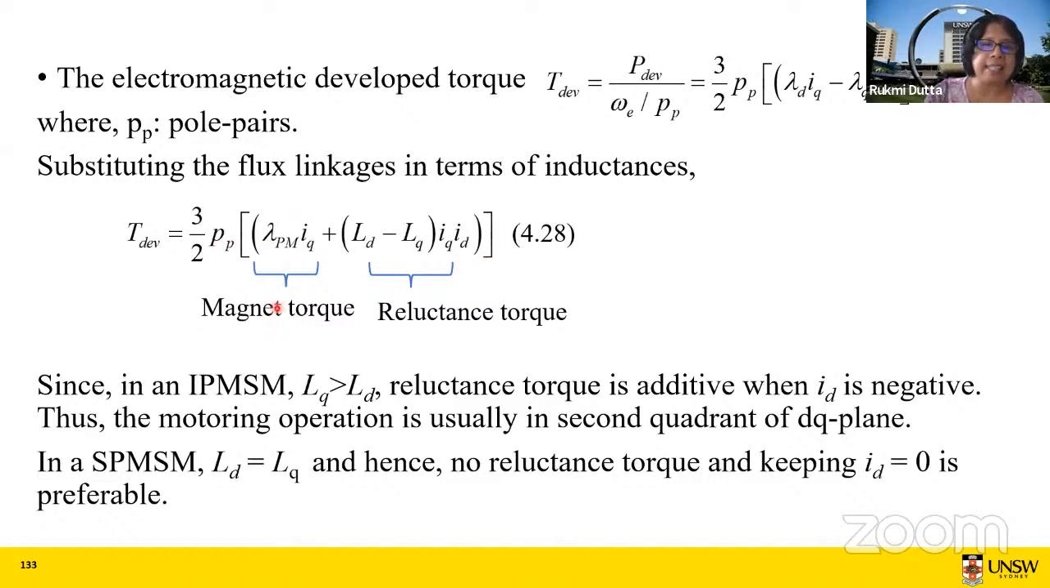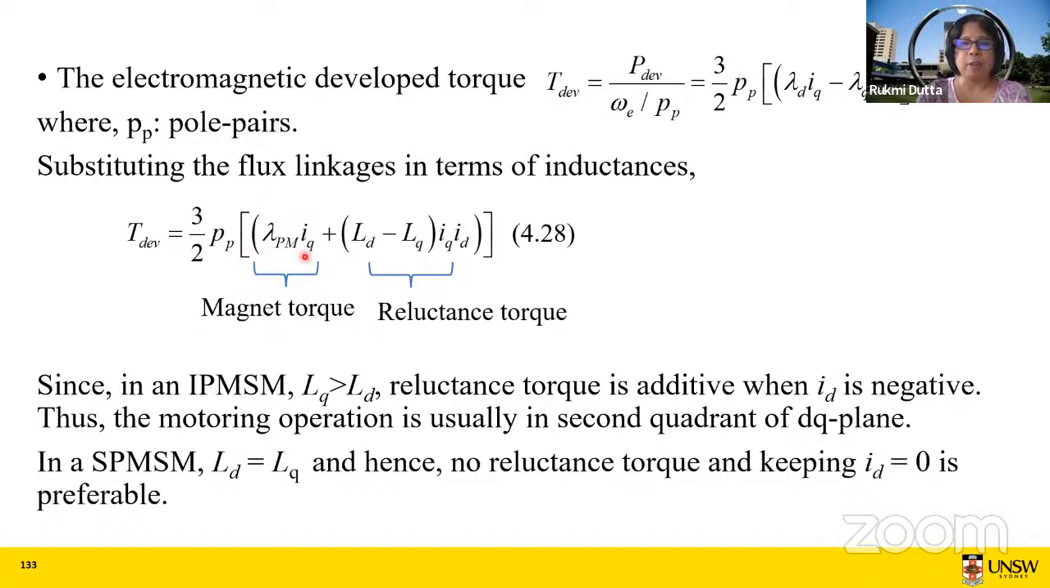And if we have a uniform air gap machine or surface type PMSM, LD will be equal to LQ. And that means this term will not exist. We will only have magnet-induced torque in surface type PMSM.